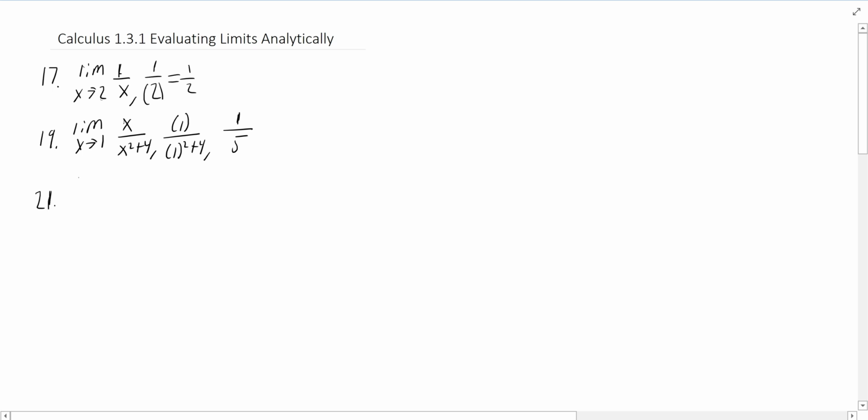So now we have 21, which asks for the limit as x goes to 7 of 3x in the numerator over the square root of x plus 2 in the denominator. Once again, we do the substitution where x becomes 7. We put 7 in parentheses in the numerator, and in the denominator we have 7 plus 2. Thankfully these numbers are easy to work out, so we get 21 over the square root of 9. That's 21 over 3, which is equal to 7.